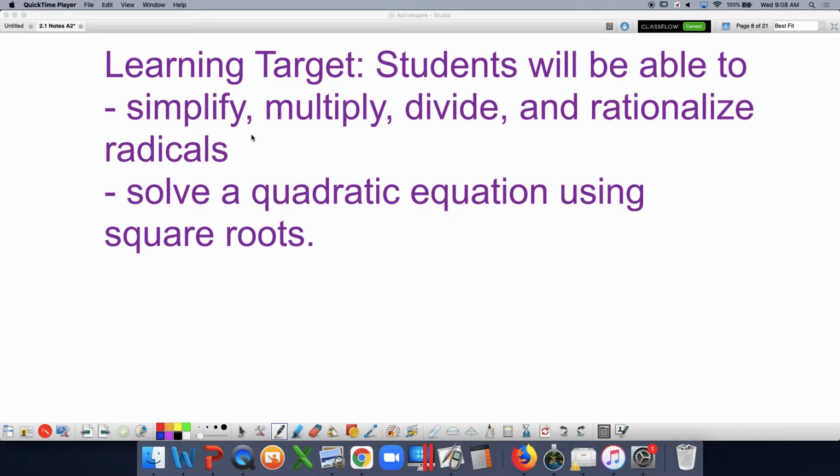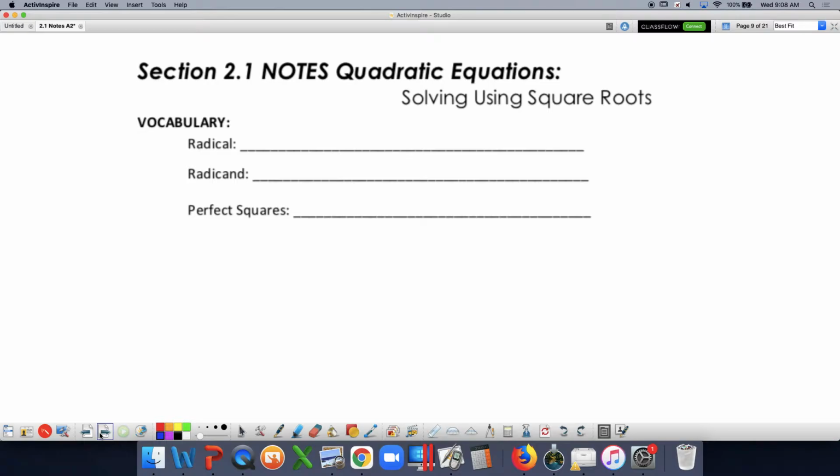We are going to start 2.1 today, where we have our learning target that we will be able to simplify, multiply, divide, and rationalize radicals. We are going to be able to do kind of this first one. This second one we may leave for next class period. So let's get some vocabulary, some different definitions out of the way.